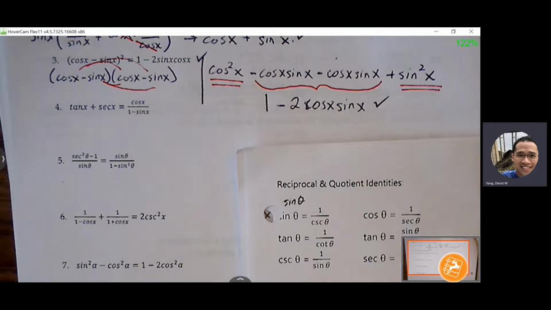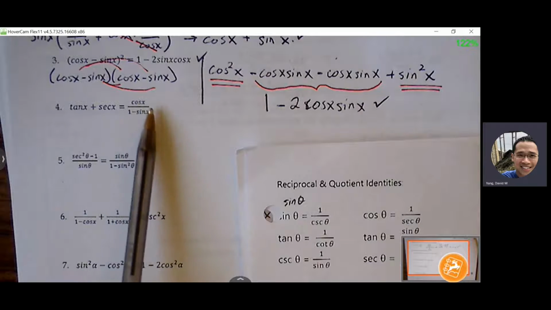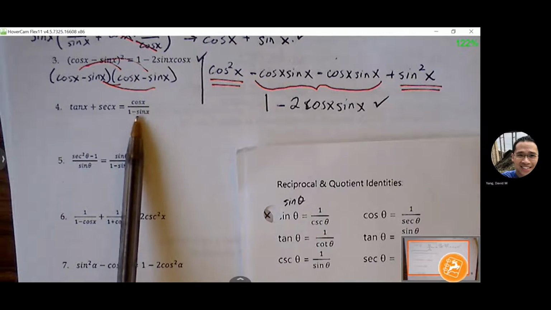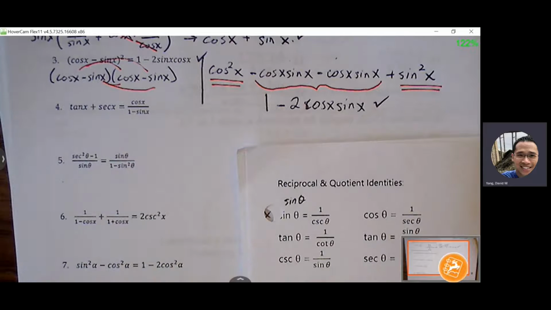We'll start on the left side. We're going to try to make our way to the right side. I want a function to appear in the process. So let's start there. Go ahead and convert our tangent and secant to sine and cosine.